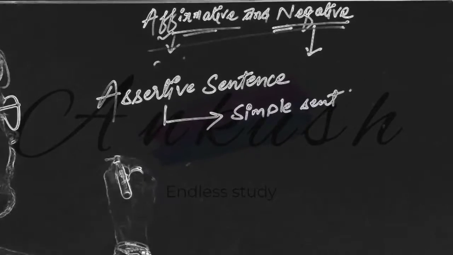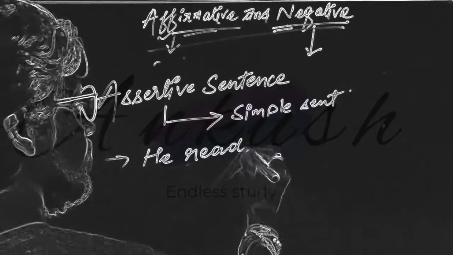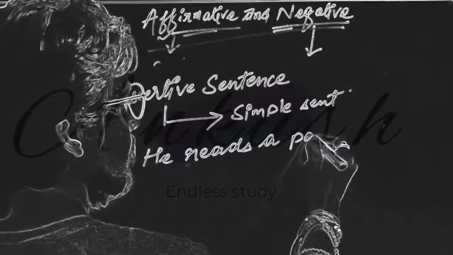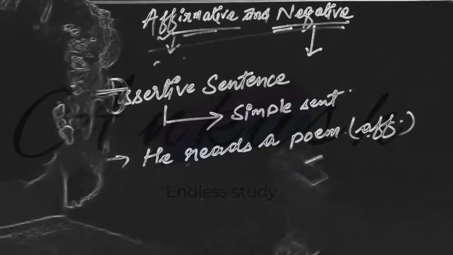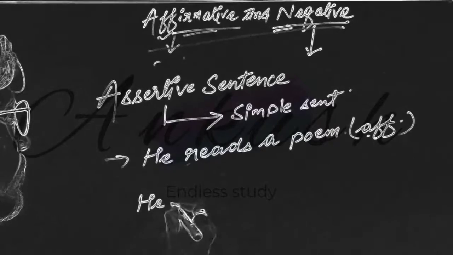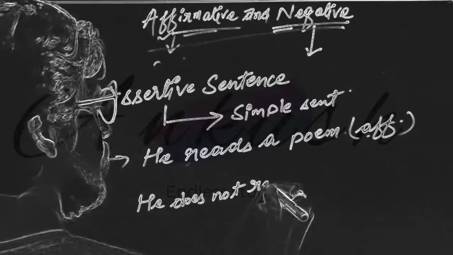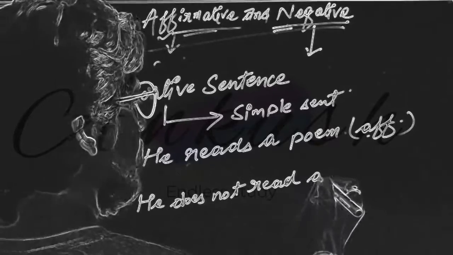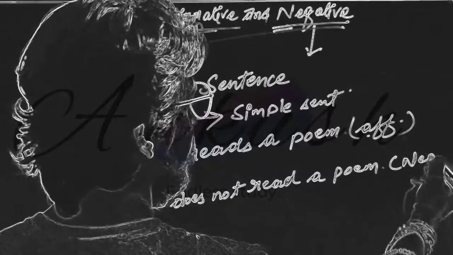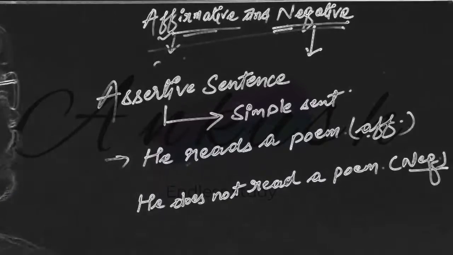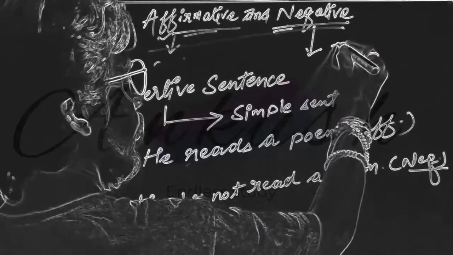For example, we take, he reads a poem. This is an affirmative sentence, correct? The negative will be, he does not read a poem. This is your negative. So for this transformation, if you know the tense, what do you know?